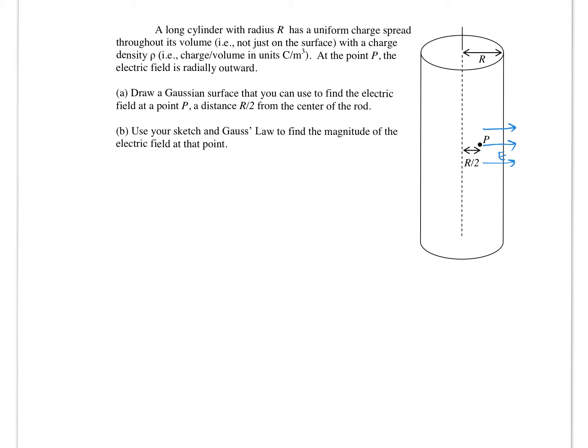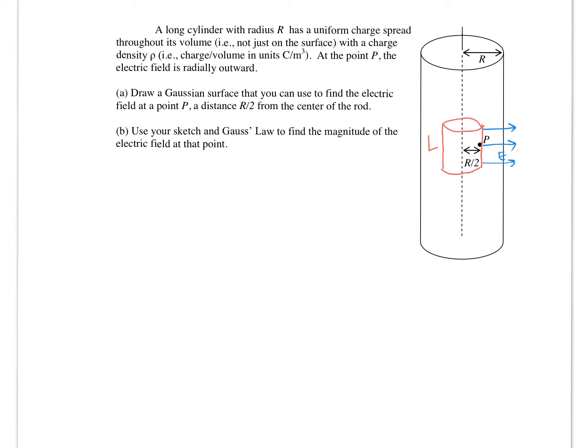So for a Gaussian surface to be used for this, what we want are cases where the electric field pierces our Gaussian surface either parallel to the surface or perpendicular to the surface. And so the symmetry that we have here is one that works well with a cylinder. So we're going to use a cylinder of radius r over 2 as our Gaussian surface. Okay, so it has a radius of r over 2 and it has a length of L.